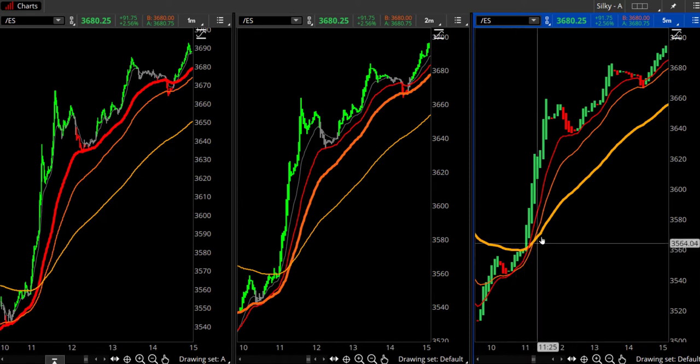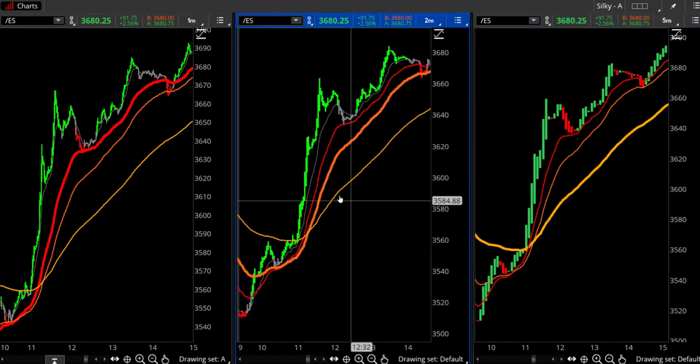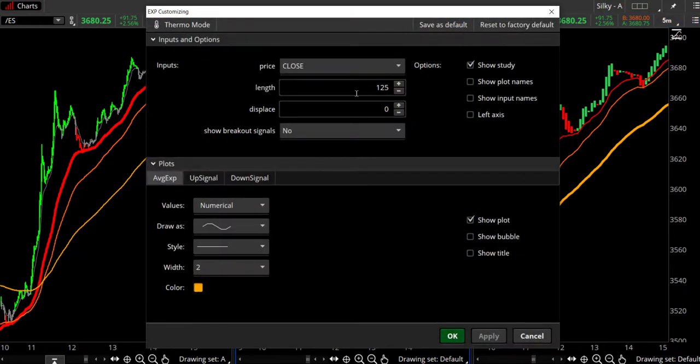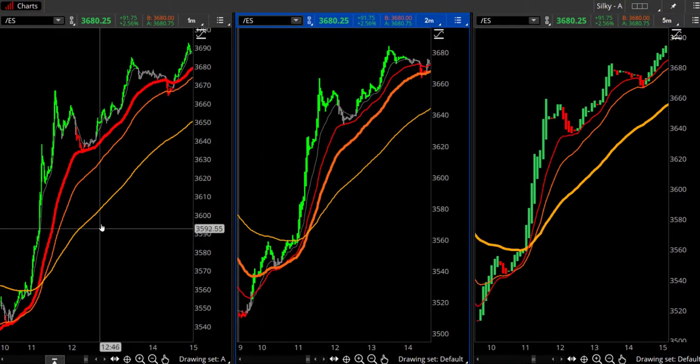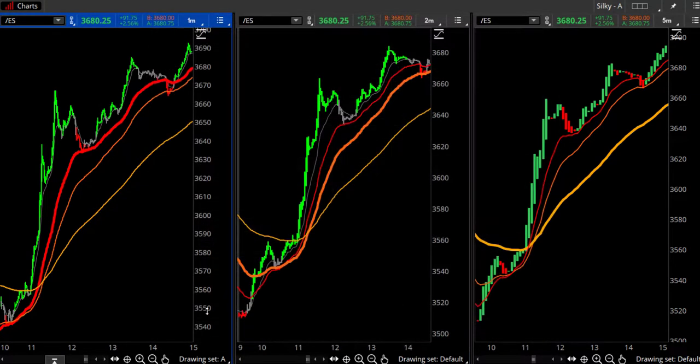The 50 EMA on the 5 minute chart is in yellow. So over here on the 2 minute it is now the 125. And on the 1 minute, it is 250, right? Double. So that's how I'm choosing which EMAs to use and why I'm using these particular colors.